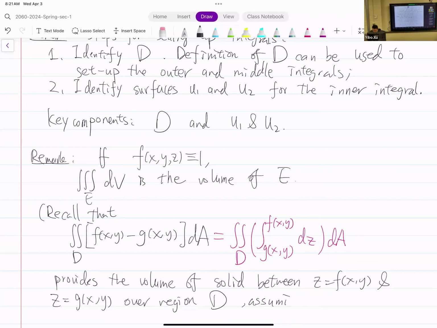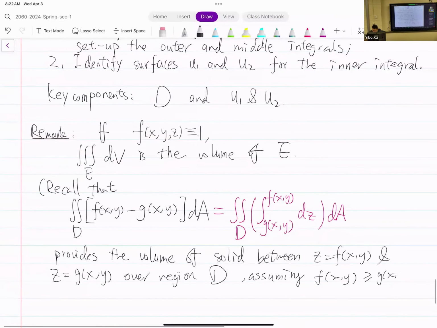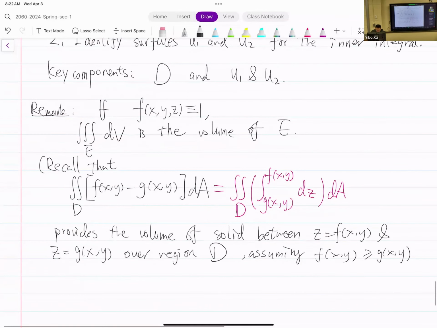Assuming f of x, y is lower bounded by g of x, y over the entire region, for all x, y pairs within the region.